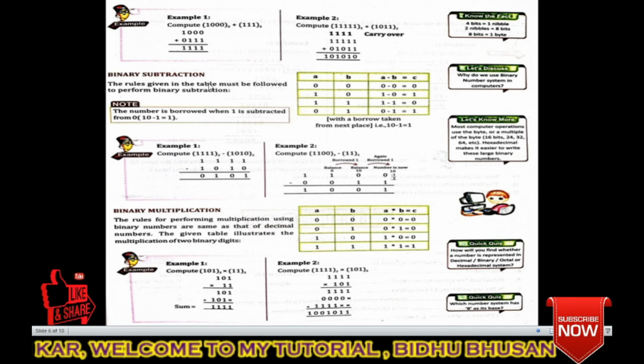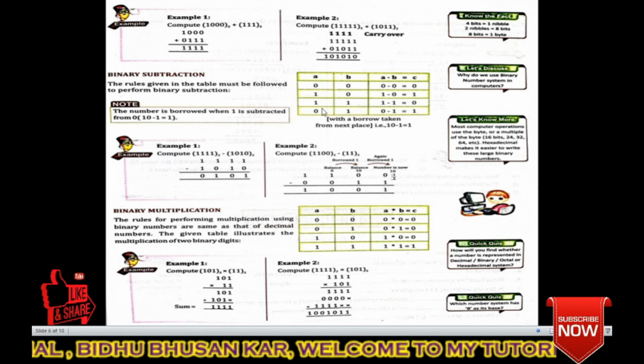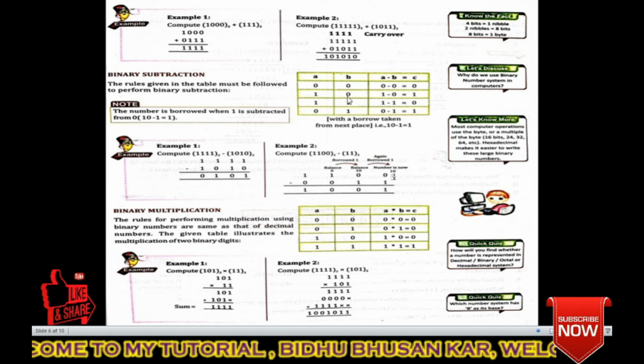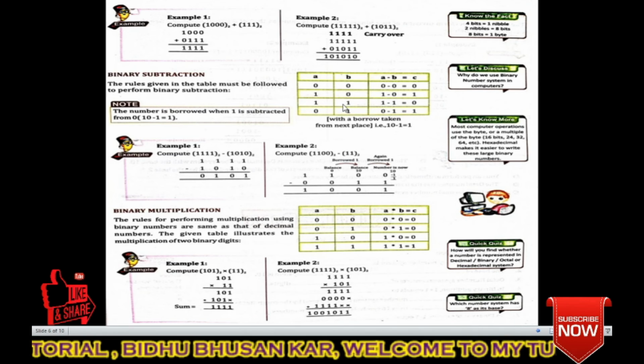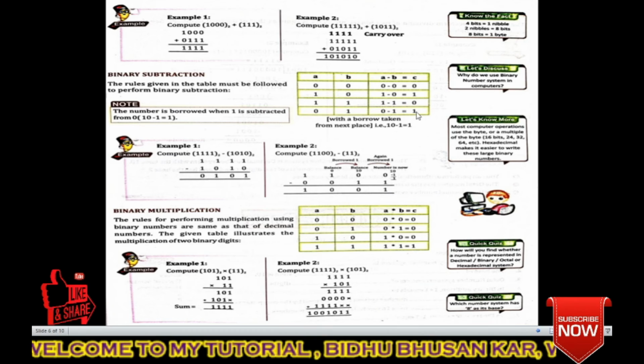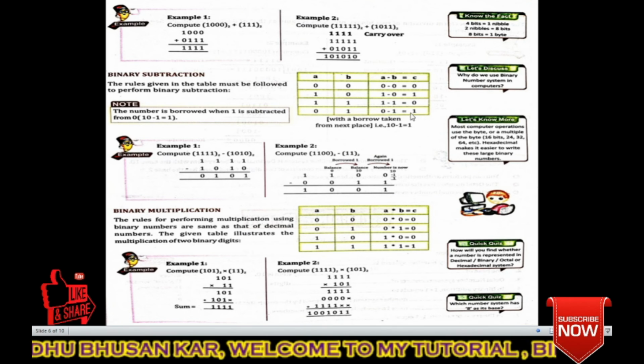Next, binary subtraction. So here the rules are given. This is column A, this is column B. See, 0 minus 0 equal to 0, 1 minus 0 equal to 1, 1 minus 1 equal to 0, 0 minus 1 equal to 1. Understood or not?